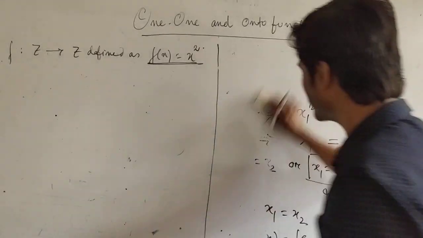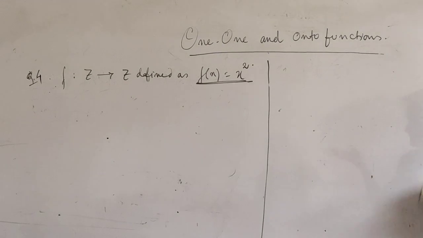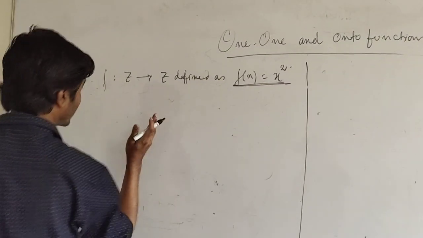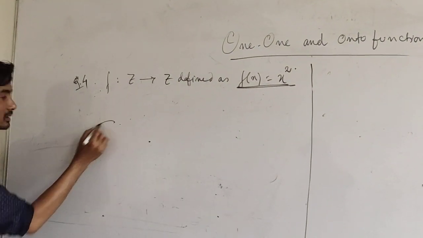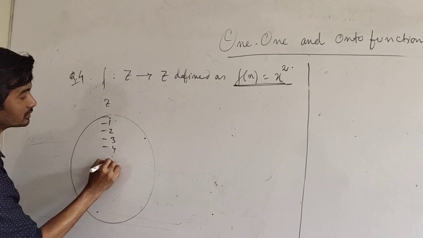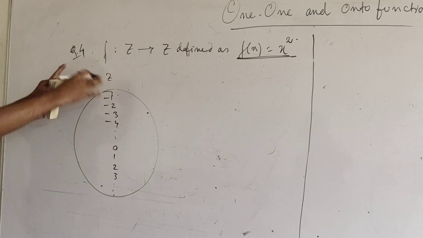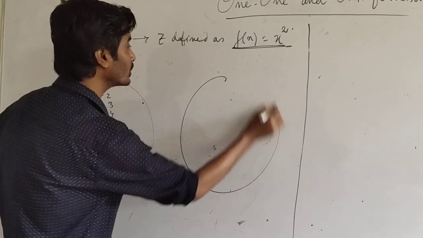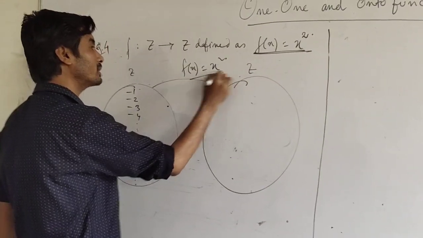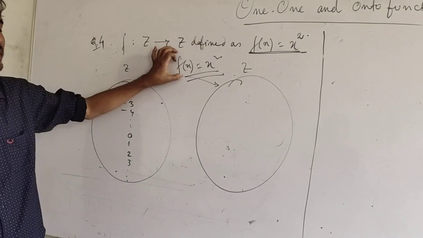Now see, here our domain is the set of integers, which is Z. And as you know, Z contains the natural numbers 1, 2, 3, 4, 5, 6 and so on. Z contains 0 and Z contains -1, -2, -3 and so on. Suppose this is our Z. It contains -1, -2, -3, -4 and so on, it contains 0, it contains 1, 2, 3 and so on. So this is our Z, which is the domain of this function. Again the codomain is Z, and the function f is defined as f(x) equal to x to the power 2. Remember that this is the definition of the function.